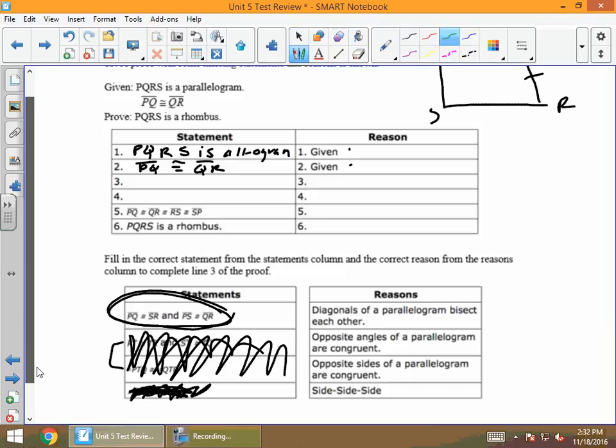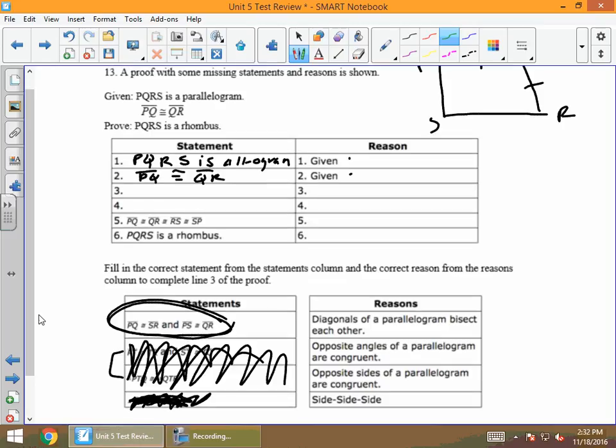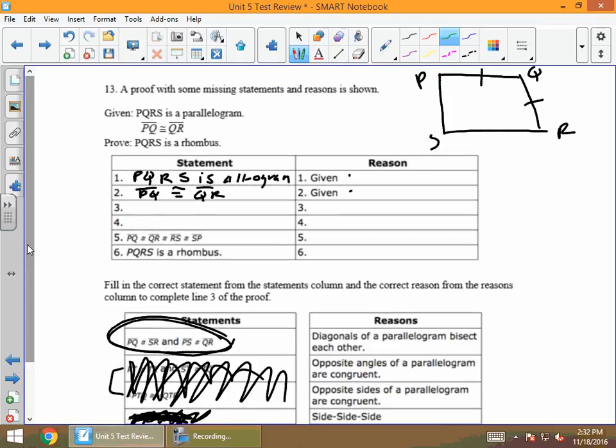Now we have to figure out which one of these reasons matches up with that statement. Well, again, in our statement, we're talking about sides being congruent. We said that PQ is congruent to SR, and PS is congruent to QR. Okay. Well, this one makes sense. This one does not make sense to use because it's talking about angles. We're mentioning sides.